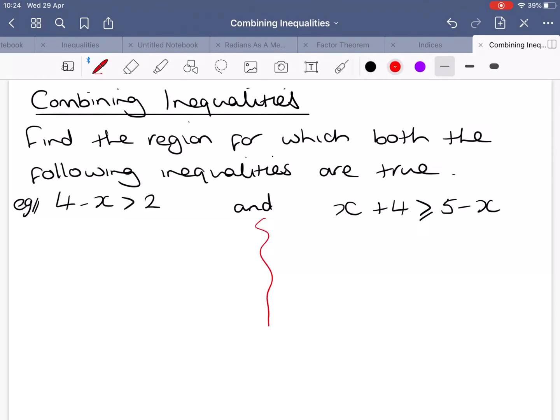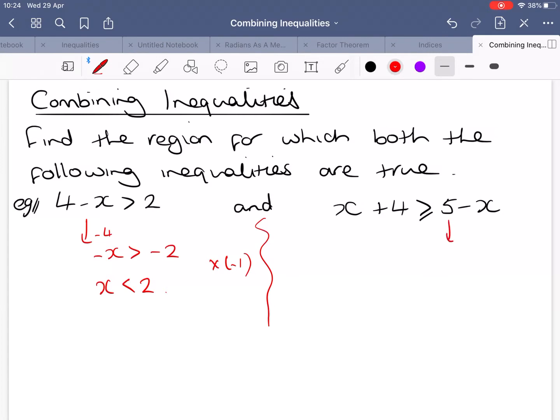So dealing with that, take away the 4 from both sides, you get minus x is greater than minus 2. Now remember, when you're multiplying through by that negative number, what do you have to do? You have to switch the inequality the other way round. So we end up with x is less than 2. Okay, now you could have added x to both sides, but it doesn't matter.